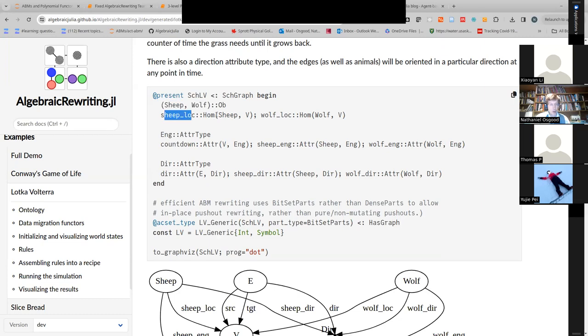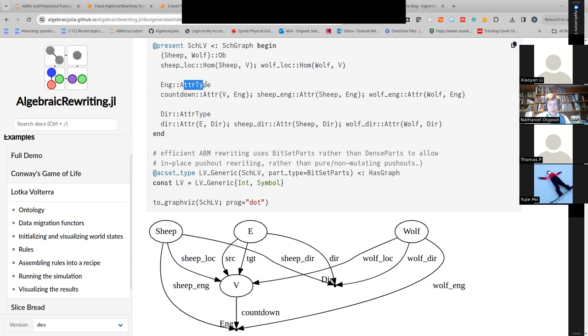Sheep have locations, which is defined as a morphism from sheep to vertices. And wolves have locations, similarly with morphisms there. And then we have these attribute types, right? And these attribute types let us store pieces of data within the tables. I think all of you are familiar with this, but we have two attributes in this case. We have energy and we have directions, right? And in a particular instance of this, we can declare data types for those, such as the energy is an int and the directions are encoded as symbols.